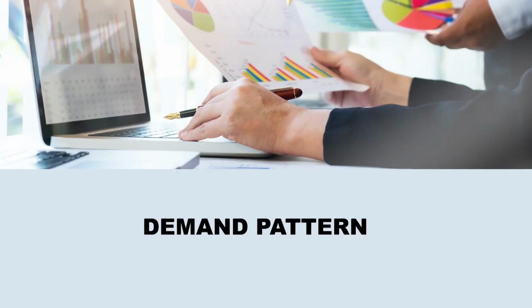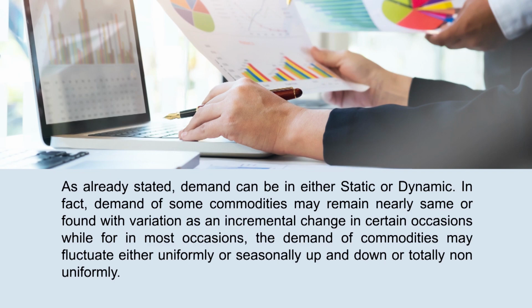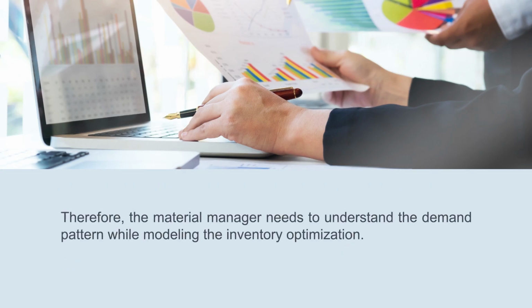Demand pattern: as already stated, demand can be either static or dynamic. We have already discussed what is static and what is dynamic. In fact, the demand of some commodities may remain nearly the same or be found with variation and incremental change on certain occasions, while on most occasions the demand of a commodity may fluctuate either uniformly or seasonally, or non-uniformly. Therefore, the material manager needs to understand the demand pattern while modeling the inventory optimization.